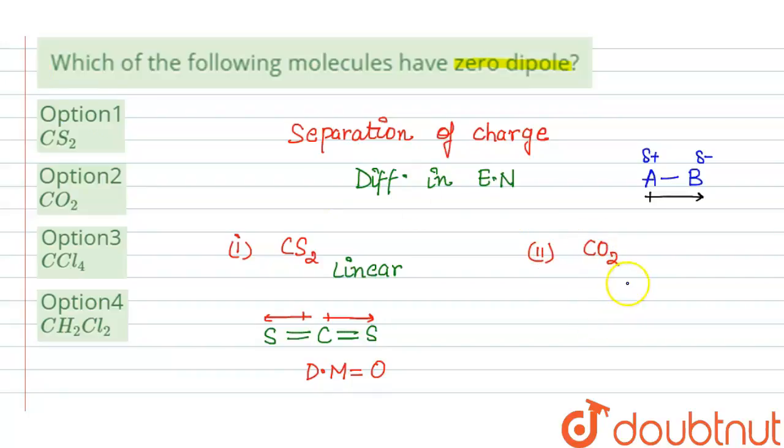Now the second, it is CO2. This CO2 also has a linear shape. So if we draw it, it is C double bond O double bond O. So if we want to see the direction of the dipoles, since oxygen is more electronegative than carbon, it will be towards oxygen, and here also it will be towards oxygen. So in this also, the dipole moment will get cancelled out in both the directions and the overall dipole moment will be 0.